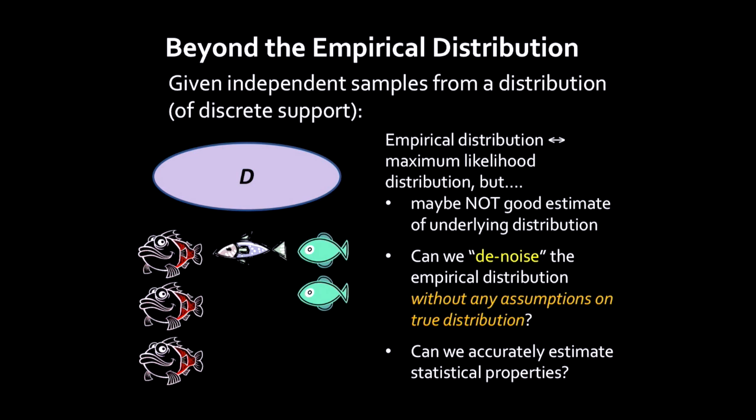Okay, so the empirical distribution of the sample, this is a maximum likelihood distribution, maximizes the likelihood of having seen exactly this sample, but maybe it's not a good estimate of the underlying distribution.